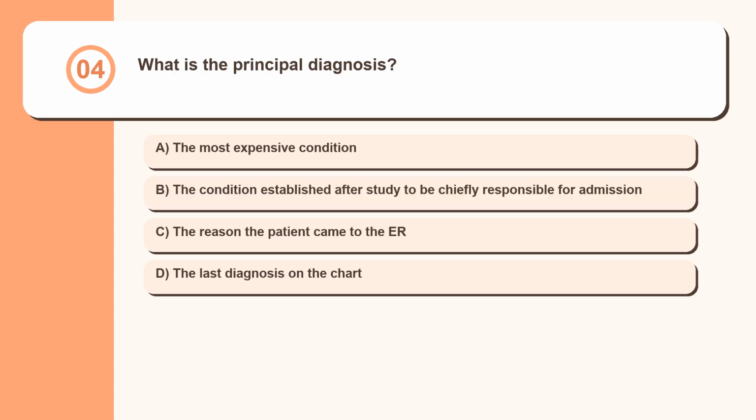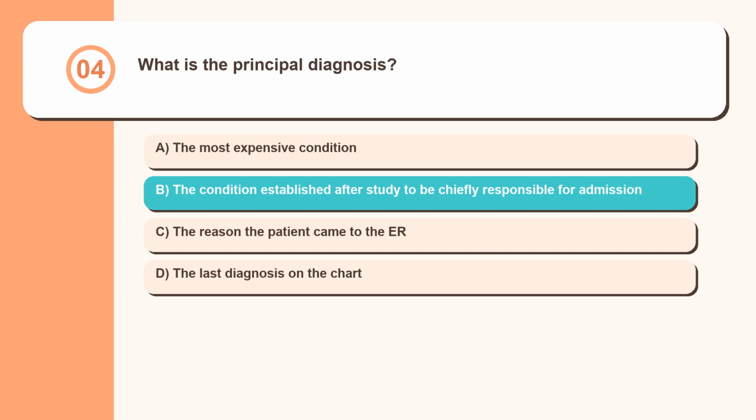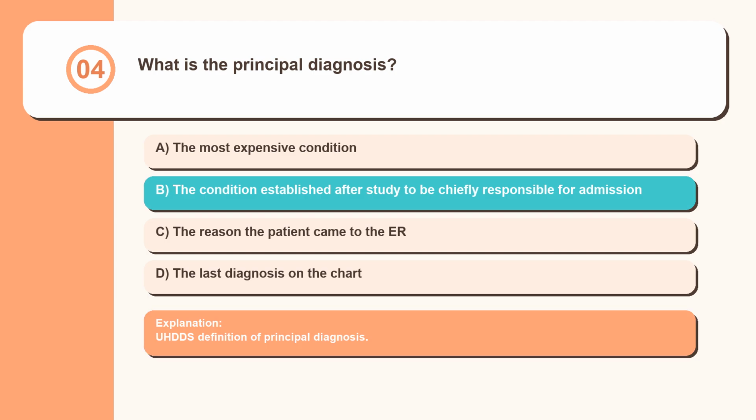Question 4. What is the principal diagnosis? The most expensive condition. The condition established after study to be chiefly responsible for admission. The reason the patient came to the ER. The last diagnosis on the chart. UHDDS definition of principal diagnosis.